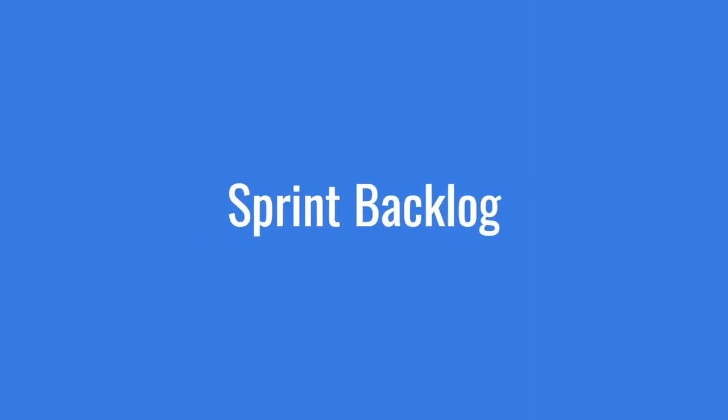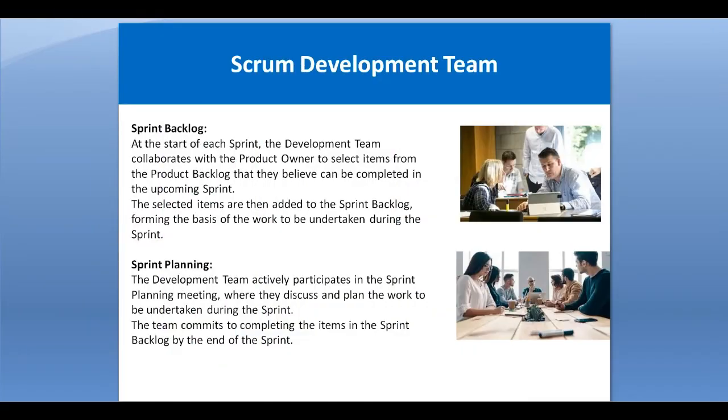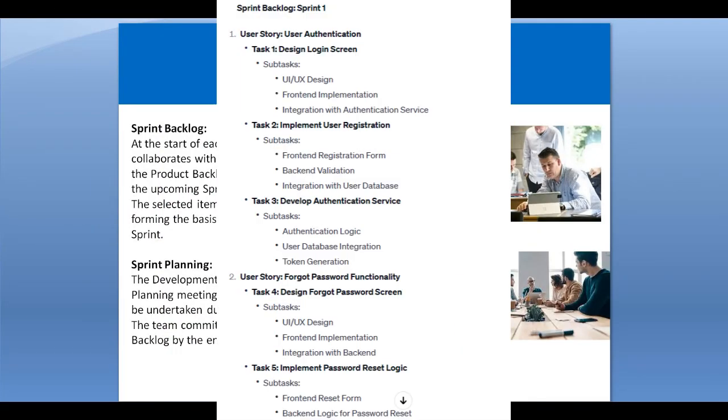Sprint backlog is basically the set of features or requirements which we have taken from the product backlog. Product backlog is basically, you can think of this as a superset which has all the requirements, fixes, and features for the product.